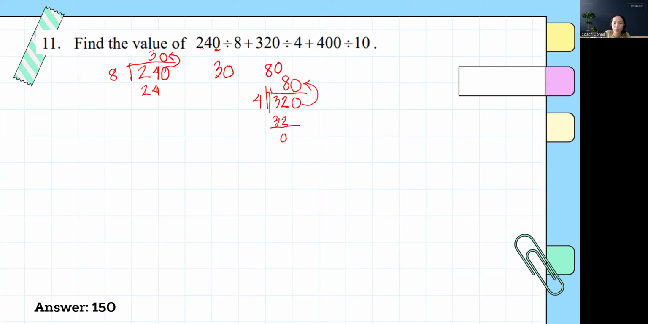Remember, we're only performing 240 divided by 8, 320 divided by 4. Therefore, we need to copy the plus sign. All right, so plus 400 divided by 10, that would be equal to just dividing 40 by 10 and then copying the 0 later. 40 divided by 10, that's 4. 4 times 10, that's 40. Then carry the 0 up here.